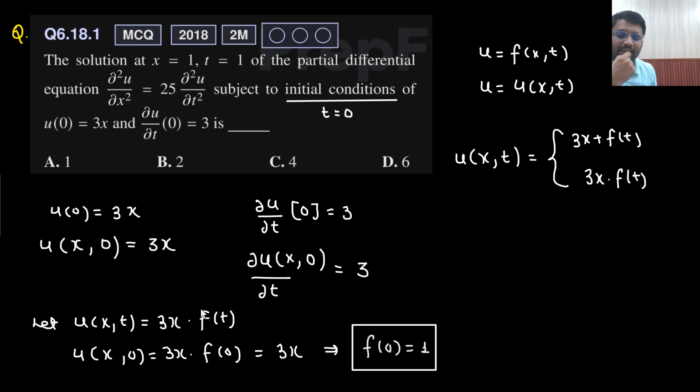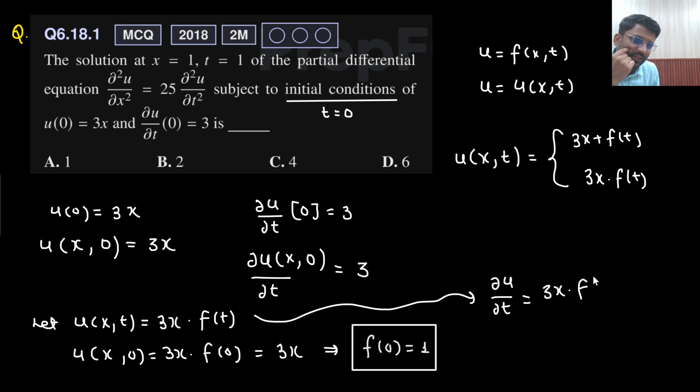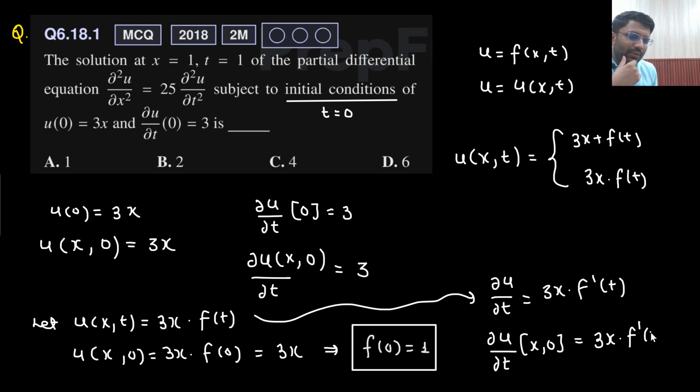Next, they are saying that you partially differentiate your u of x comma t with respect to t. So 3x will be treated as constant, and the partial differentiation will be 3x times f dash t. Then you put t equals to 0, in place of x you put x only, and in place of t you put 0. Then it should come out to be equal to 3. Is it possible?